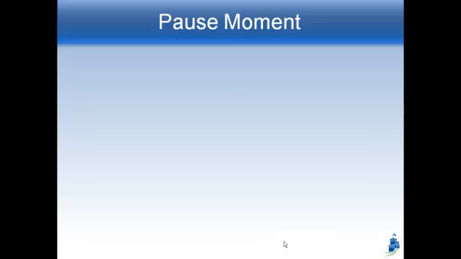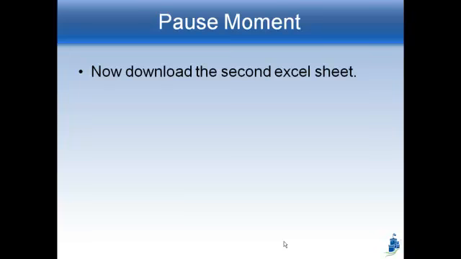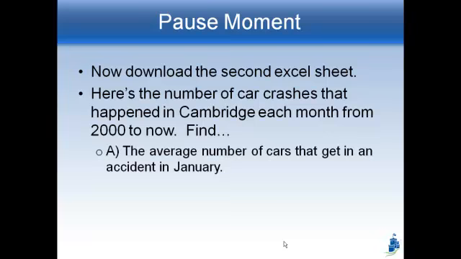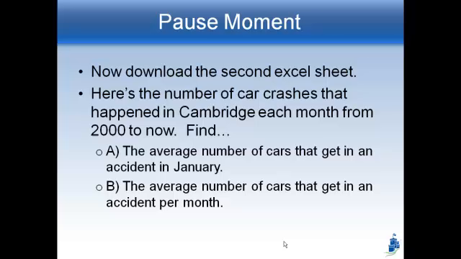All right, so let's try this, practice this out on our own. So download the second Excel sheet, which is what you're going to do in a second. And it tells you the number of car crashes that happened in Cambridge each month from 2000 to now. And again, I've made this data up. It's not real. What I want you to find out is the average number of cars that got in an accident in each January, okay, and also the average number of cars that get in an accident per month since 2000. Just find the overall average. All right, see if you can do that, and then we'll all be done.